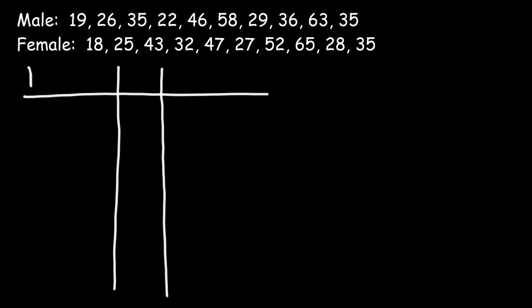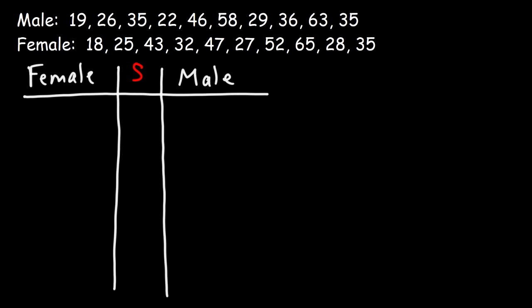On the left side, we're going to put the ages of all the females, and on the right side, the ages of the males. And in the middle, this is going to be our stem. And the left side and the right side will be the leaf part of our stem and leaf plot.